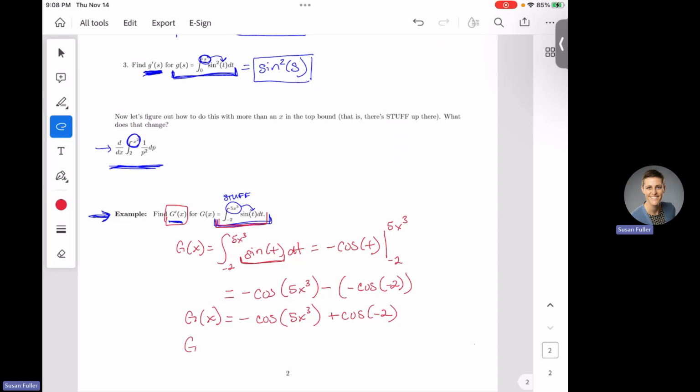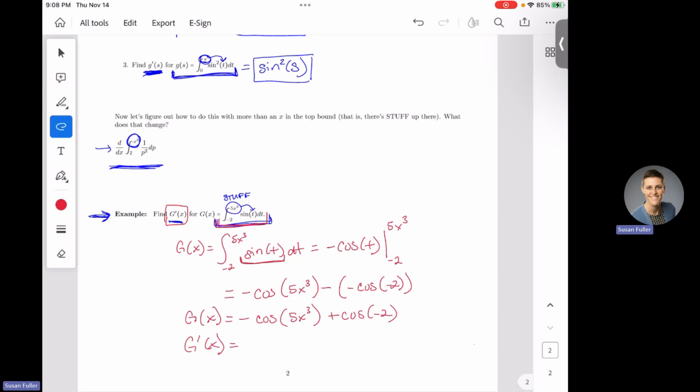So now if I take the derivative of this area function that we just found, the derivative of negative cosine of 5x to the third, this is a function inside a function. So we're going to do a chain rule here. Your outside function is negative cosine of x. Your inside function is 5x to the third. So you can do your chain rule here.